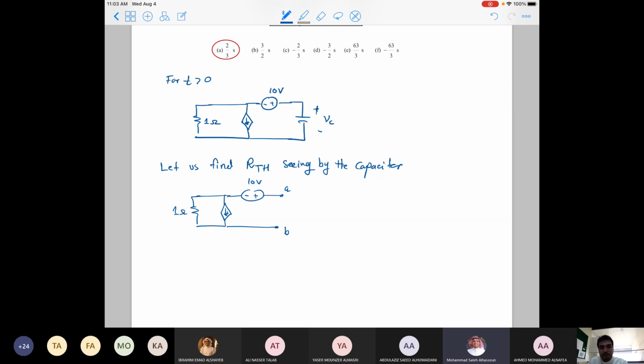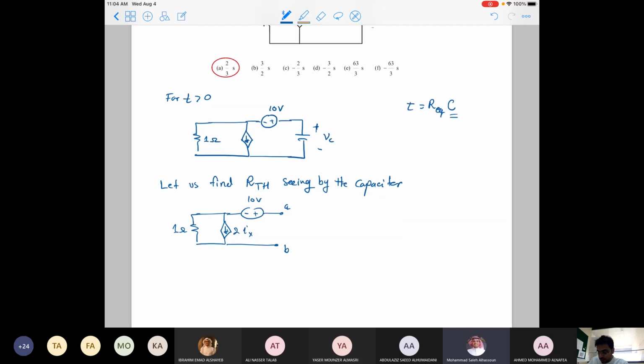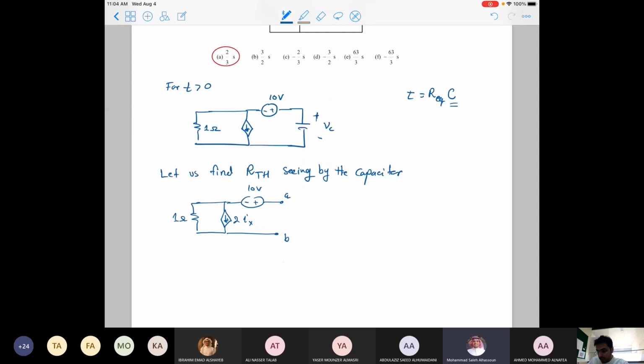How do we find the Thevenin resistance here? There are actually two ways. The first is to find the Thevenin voltage and then the short circuit current. But here we don't need the Thevenin voltage. All we need is the Thevenin resistance, because remember, tau is R Thevenin, or R equivalent, multiplied by C. C is given to us as 2 farad, and R equivalent is the one we are interested in.